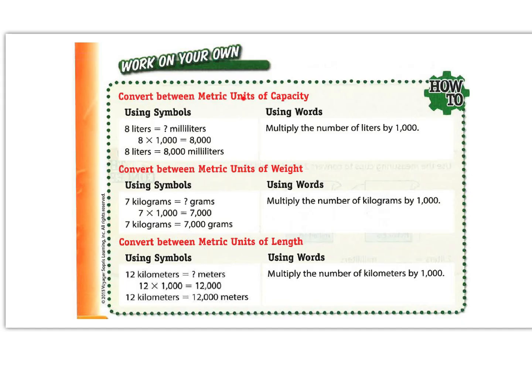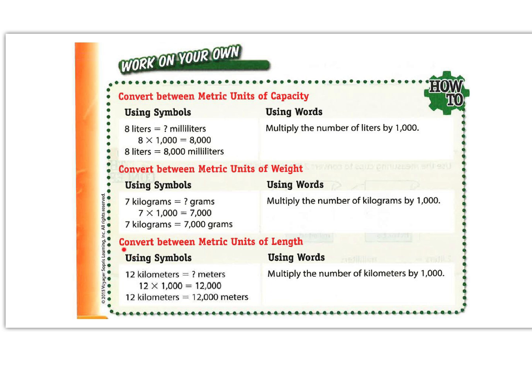So this says convert between metric units of capacity. Using symbols, 8 liters equals how many milliliters? Well, we do 8 times 1,000 equals 8,000. So 8 liters equals 8,000 milliliters. You multiply the number of liters by 1,000. Then when you convert between metric units of weight, again, here you multiply kilograms by 1,000. So 7 kilograms equals how many grams? 7 times 1,000 equals 7,000. So 7 kilograms equals 7,000 grams.